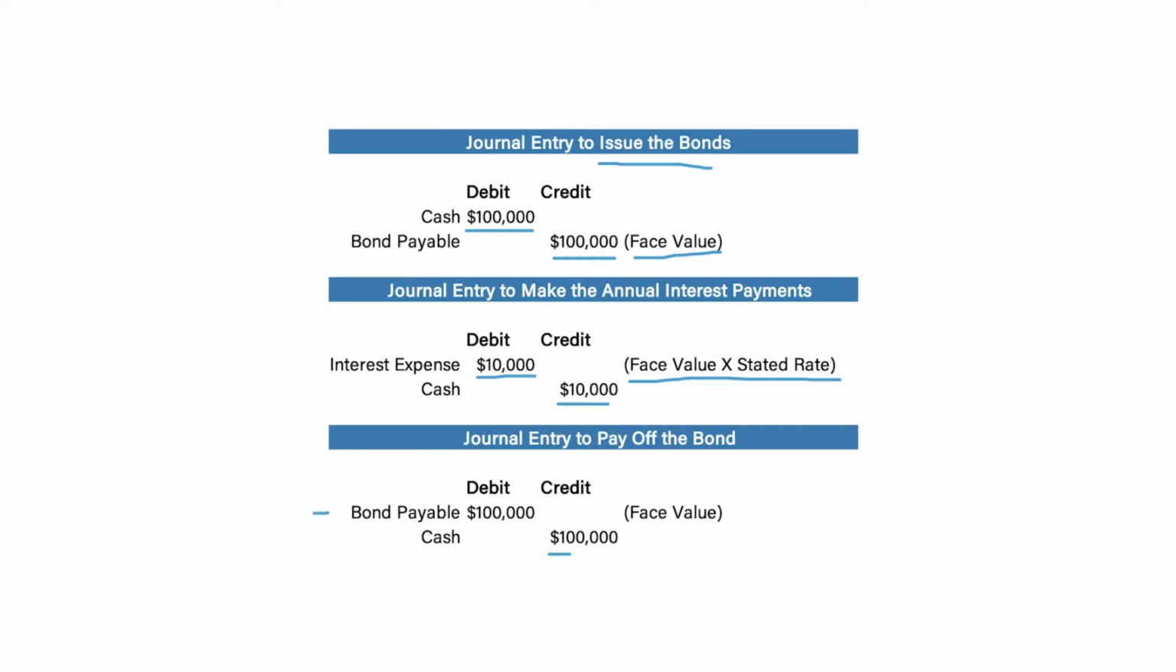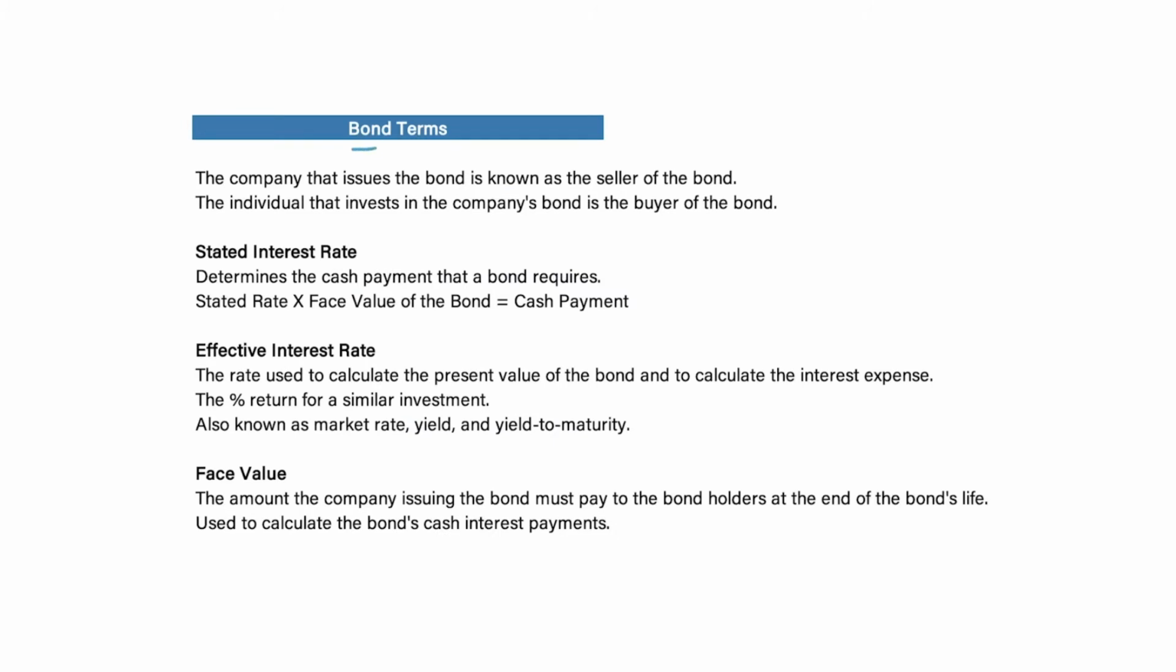So as you can see, this is really like a loan agreement. We're borrowing an amount, paying interest on it, and then paying back the amount at the end. So this is how a bond works. So now let's talk about bond terms. So the company that issues the bond is known as the seller of the bond. So they are debiting cash and crediting bond payable. The individual that invests in the company's bond is the buyer of the bond. So they credit cash and debit bond receivable.